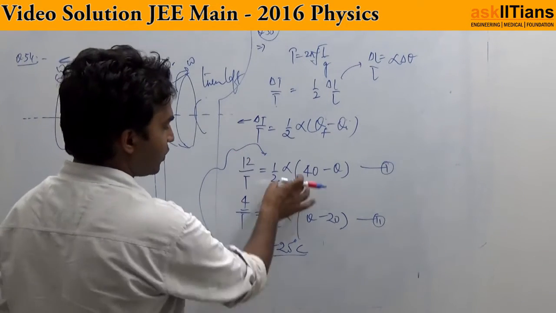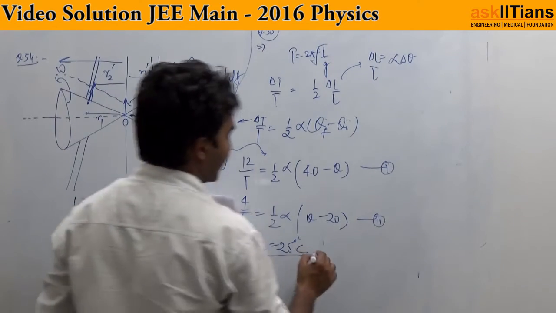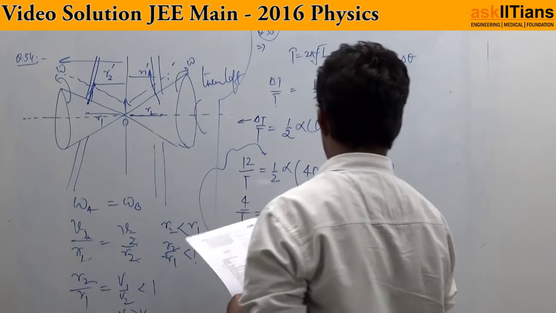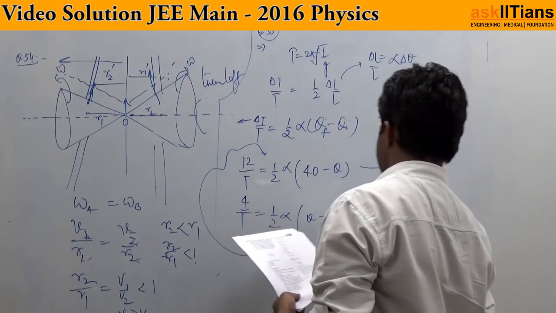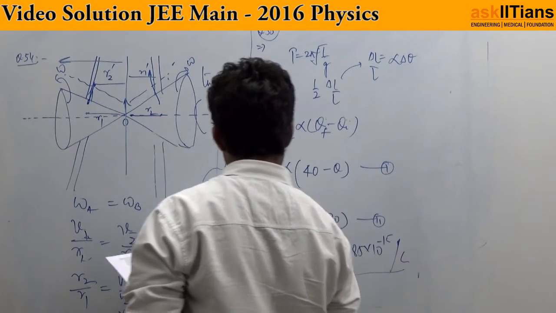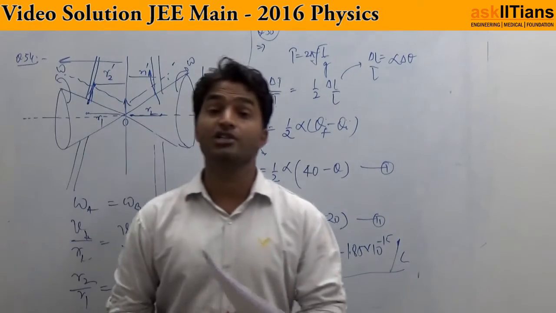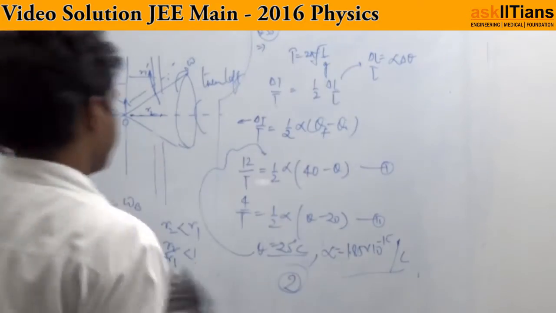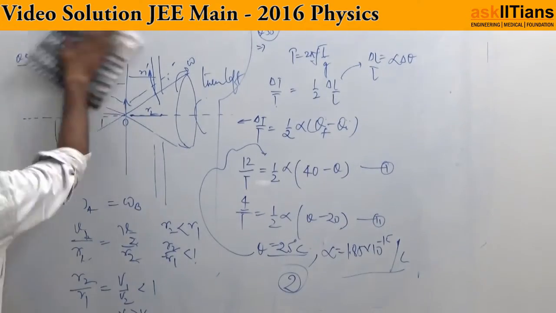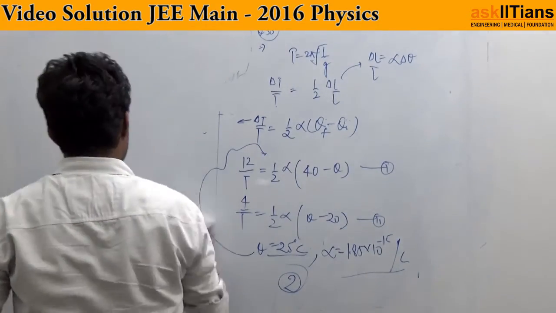because there are two equations and two unknowns. Finally we get the value of alpha as around 1.85 into 10 to the power minus 5 per degree Celsius. That matches option 2 over here. So this question was directly based on linear expansion, in which the time period of a simple pendulum of length L is affected by the change in temperature. So this was an easy one.